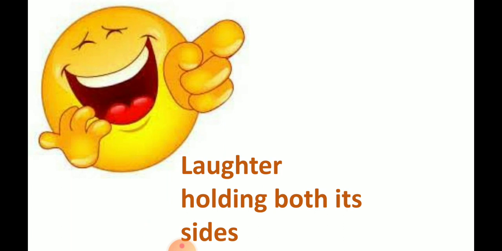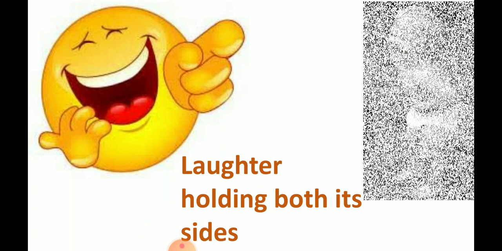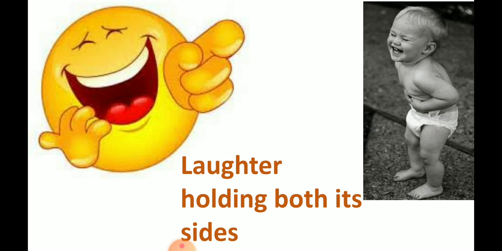So here, holding both the sides, see the other person. So this baby is holding both his sides and laughing. So that quality is given to laughter, which is an abstract idea. Here I'm not saying the baby, I'm saying the laughter is holding both its sides. So laughter is an abstract idea and it is given the human quality of holding both its sides. One more.